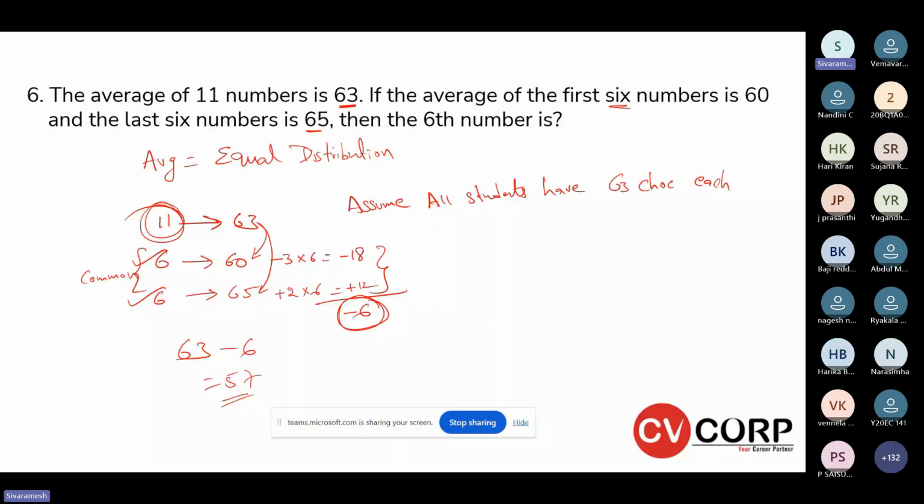You can also solve this question by using the general formula, which is what the majority of the people will do: sum of observations divided by number of observations. It completely depends on how you think about the question. Okay, let's go for the next one. I hope you all are clear. If you have any doubt, you can unmute and ask, so that I can explain it.